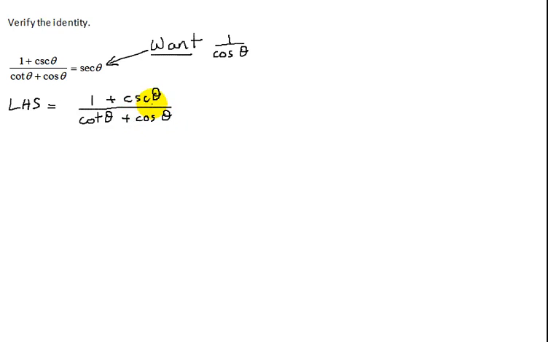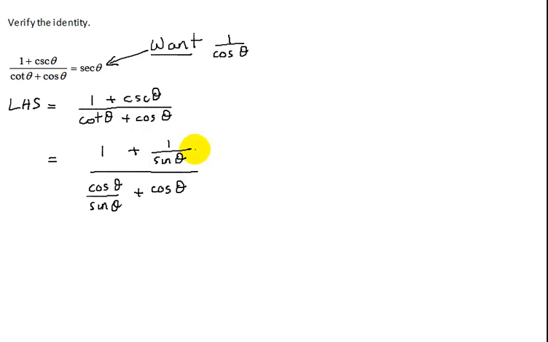So how are we going to start this problem? This is what I want, and on this side I have three separate trig functions. So I think the best thing to do with this, nothing squared, maybe a Pythagorean identity might not help at this stage. So let's just write everything in terms of sines and cosines. So I have 1 plus cosecant theta is 1 over sine theta, all divided by cotangent theta, remember, is cosine theta over sine theta, plus cosine theta.